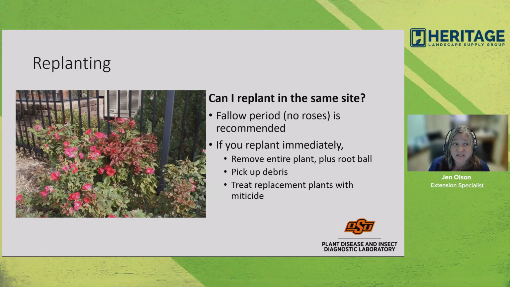I actually suggest people put a trash bag, or even if it's a big plant, maybe use something like a drop cloth that you use when you're painting, wrap it around the plant, cut it off at the base, and take it right to the trash. Afterwards, rake up debris, throw it away, and then you technically can put a plant right back in that hole. Many people do it. I would encourage you, it might be worth treating that replacement plant and the other roses in the area with a miticide in case we disturbed any of those mites during the removal process.